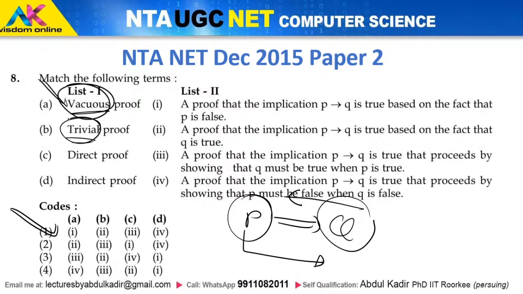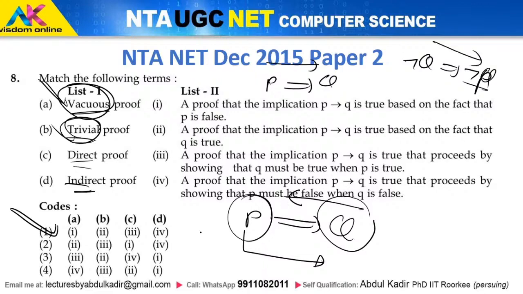Google the English meaning of trivial, and direct, indirect. So direct means you are going in the forward direction, and indirect means you are going in the reverse direction. So the answer will be option 1.